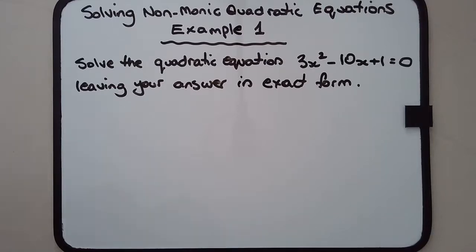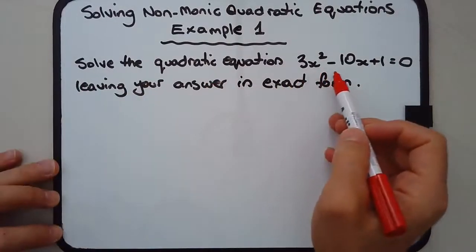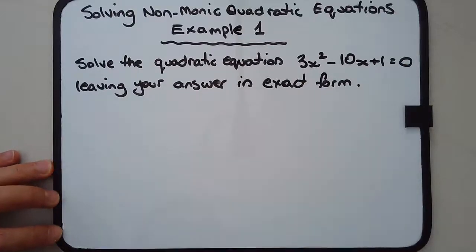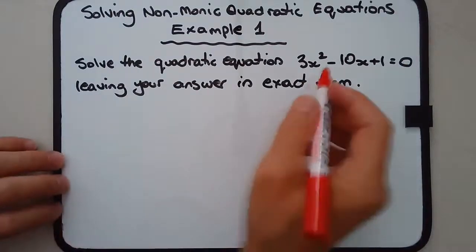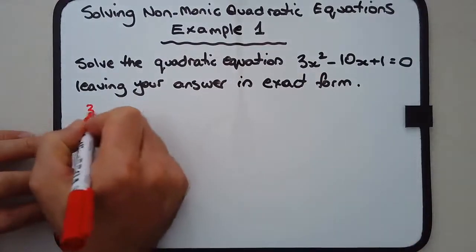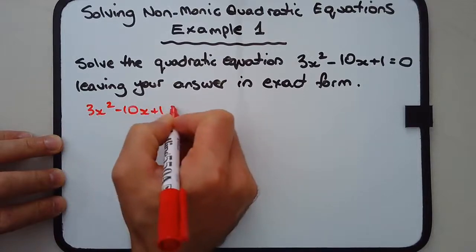So let's have a look at this example. We have to solve the quadratic equation 3x squared minus 10x plus 1 equals 0, and we're going to leave our answer in exact form, which means surd form. Okay, so let's start off, and I might have to use two parts of the board here. Let's start off by writing the non-monic quadratic equation.